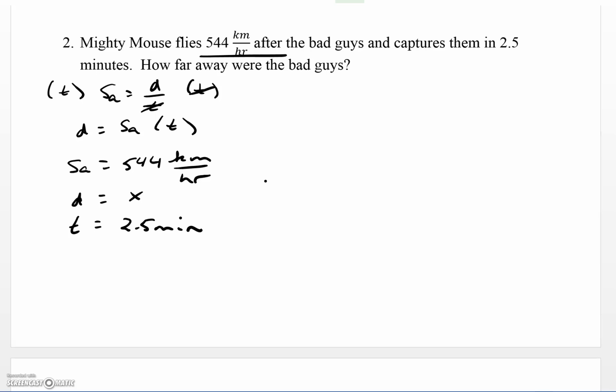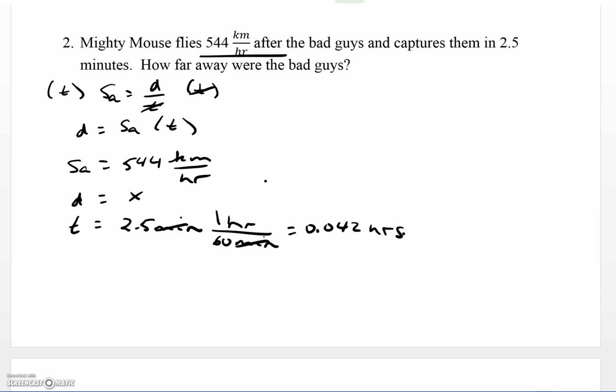Now, we need to look at the units before we actually solve this problem, because our average speed is given to us in kilometers per hour, but time is given to us in minutes. The units have to match up, so we're first going to have to convert minutes to hours before we can do our problem. So we'll do our factor labeling. We know that there are 60 minutes in 1 hour. That'll cancel out minutes and give us hours. So 2.5 divided by 60 is going to give us 0.042 hours. Now our units match up.